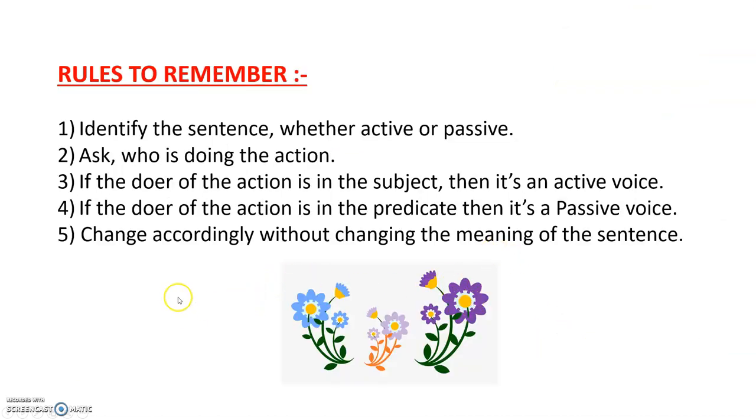Before we move forward, let's remember some of the rules. Okay, children? Now, first thing is identify the sentence, whether it is active or passive. Don't go to solve anything. First, look at the sentence carefully and try to understand whether it's active voice or passive voice by asking questions. Ask who is doing the action. Now, if the doer of the action is in the subject, then which voice is it? Then it's an active voice, as we saw in that example already. And if the doer of the action is in the predicate, then it's a passive voice.